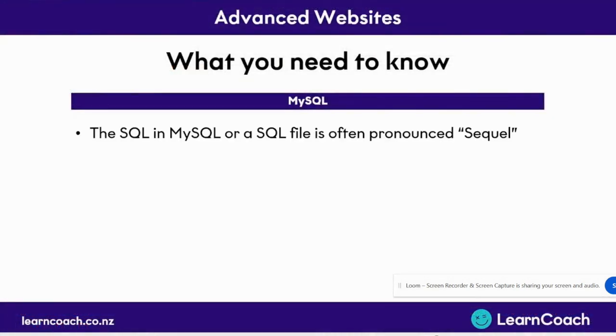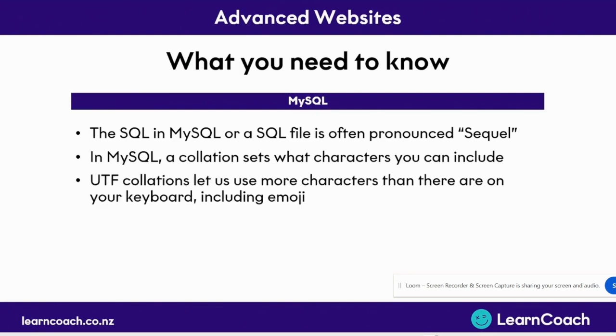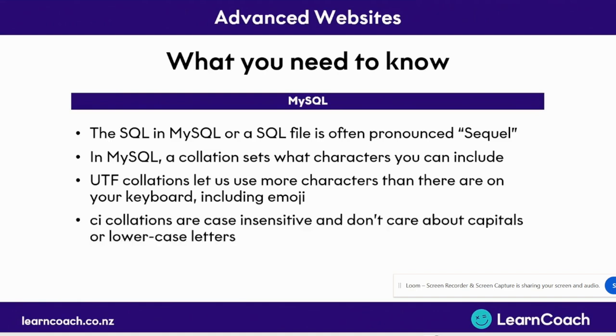That's it for this video, so let's recap. In this video, you learned that the SQL in MySQL or in an SQL file is often pronounced "sequel." You learned that a collation in MySQL sets what characters you can include in the database. A UTF collation allows you to save special characters such as emoji into the database. And CI collations are case insensitive. They don't care about capital or lowercase letters. This makes it easier to avoid typing mistakes later.